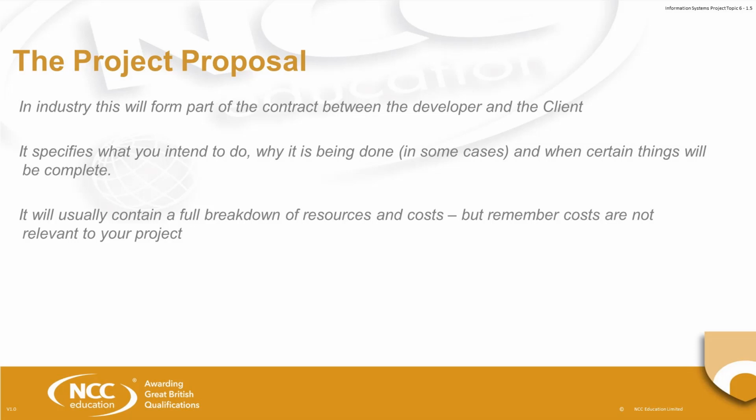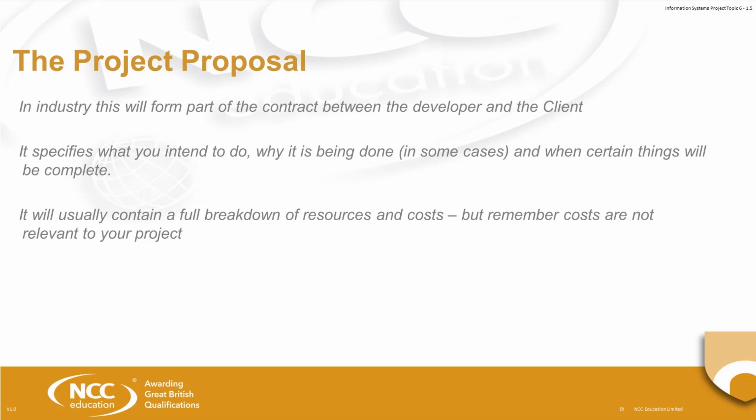If we were doing a project for industry, then this proposal would form part of the contract between the developers and the client. Okay, it specifies exactly what is being done and therefore what is being paid for. So it specifies what you intend to do for the project, why it is being done. In industry, perhaps the why it is being done might not be included, but certainly for an academic project like the one that you're doing, we need to know clearly why you're doing this project, what is the purpose of your project, and we have discussed that in previous lectures.